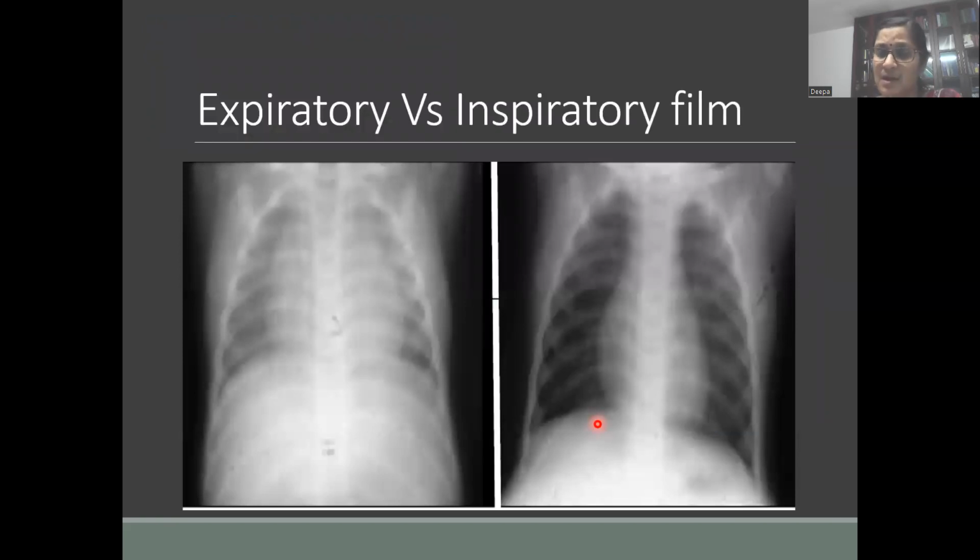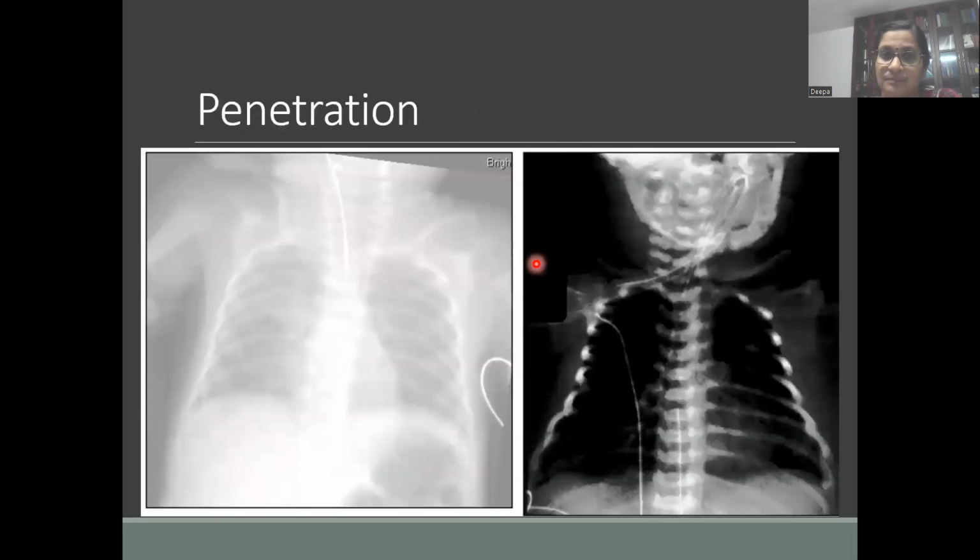So this is the same baby whose X-rays were taken in different phases of breathing. One was during expiration, so there is an apparent cardiomegaly, and this was a normal film which was taken during inspiration. So there is a lot of difference depending upon the phase of breathing, and never try to interpret an X-ray in the expiratory film.